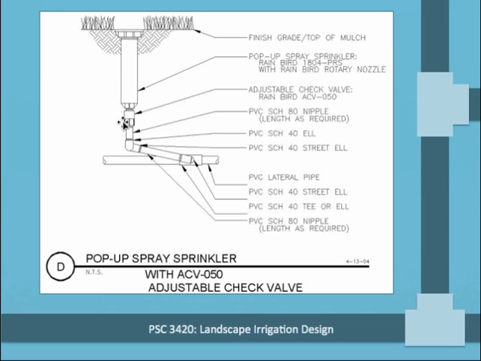So this is a valve that is located at the base of the spray body, and what it does is it prevents water from draining out of this head, and this presumably would be a sprinkler head that's low in terms of the elevation of the overall system. But what this check valve does is it prevents water from draining at this head.